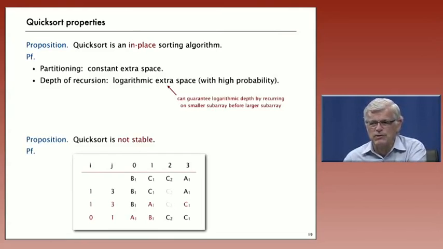Oh, and by the way, quicksort is not stable because partitioning does long-range exchanges that might put a key over another key with the same value. So it's a little more work to make quicksort stable, maybe using extra space.